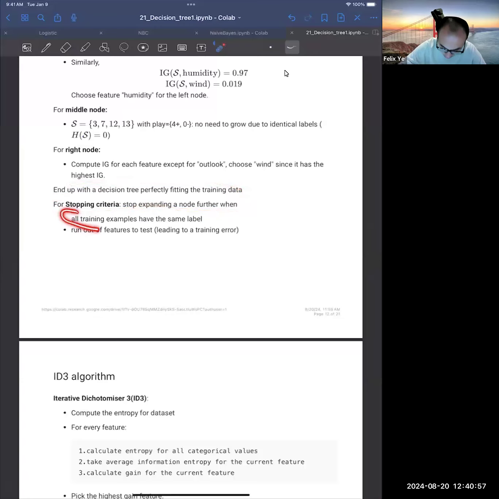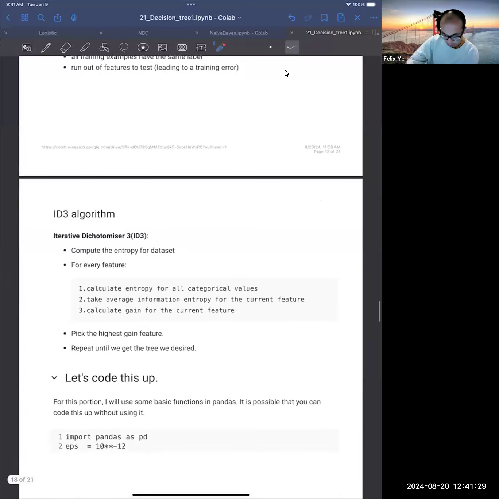That is, all the training examples have the same labels, right? So basically it perfectly fits our training data, so there are no errors. Or we run out of features to test. That means we will have some training errors in these cases. Basically, we try all possible features, but there's still no way to separate a certain set into plus or minus. So this is the whole idea of ID3.